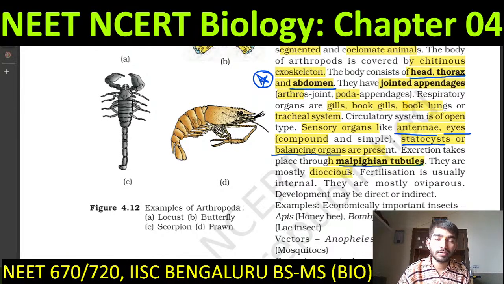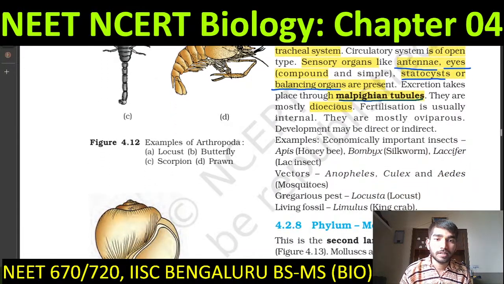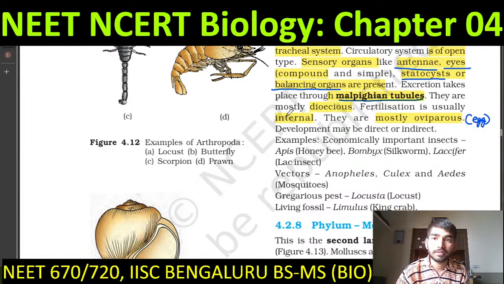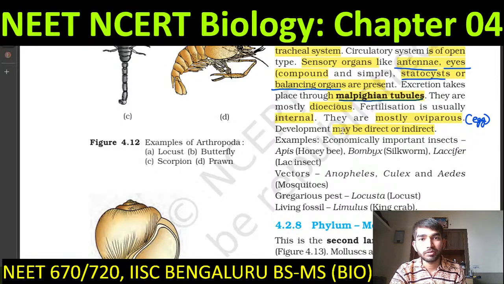They are mostly dioecious, so male and female are separate. Fertilization is internal, mostly oviparous, meaning they give eggs, not directly the young one. They don't give rise to the young one directly. Development may be direct or indirect, so they can give rise to the adult directly from the zygote, or they can give rise to a larval form and then it can slowly develop into the adult stage. So, like butterflies, you must have studied, it goes through molting and multiple stages of metamorphosis.